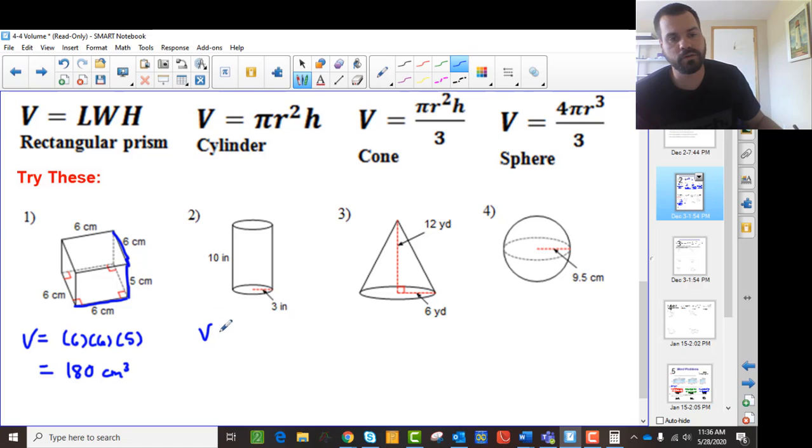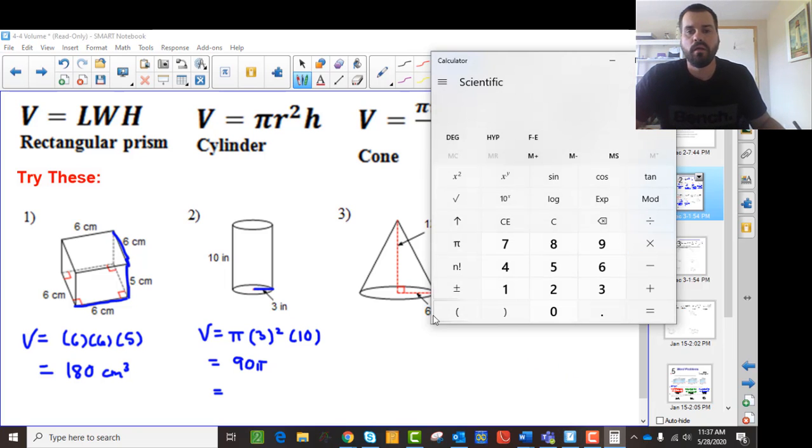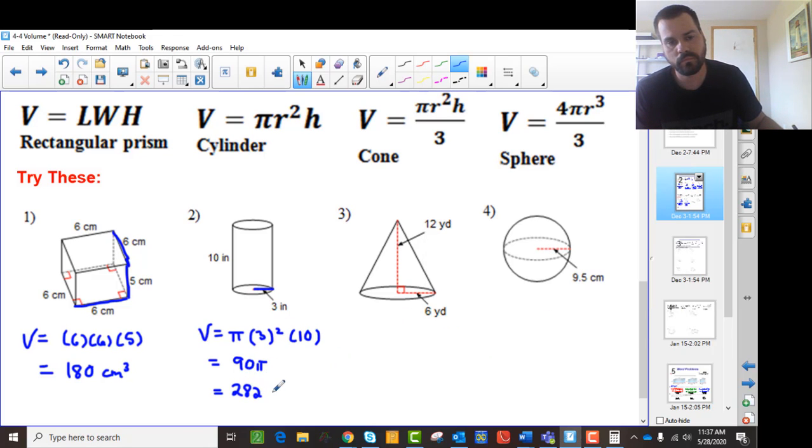The volume of the cylinder is pi times r squared times h. In this case, we're actually given r, all right? So we don't have to take half of it. So it's just 3 squared and then times the height, which is 10. So that gives me 90 pi, which again, you could do on your calculator. It is 282.7. And in this case, the unit is inches, so it's inches cubed.